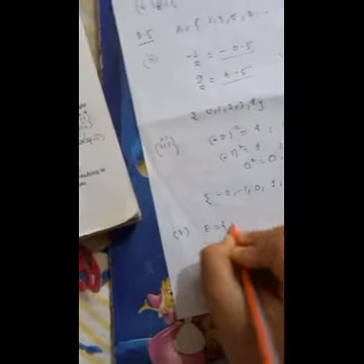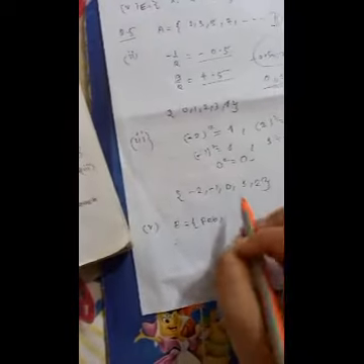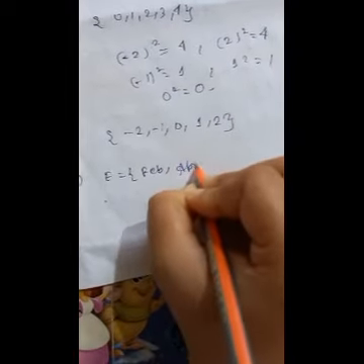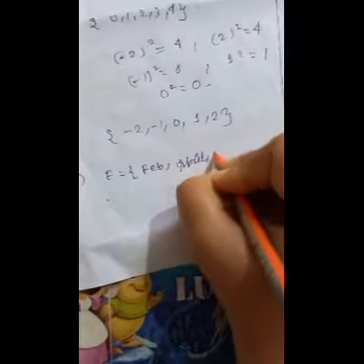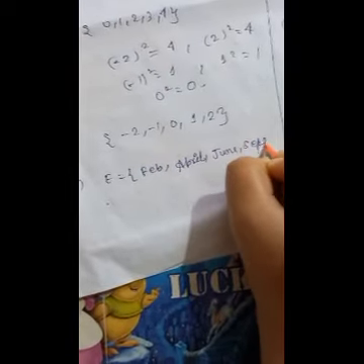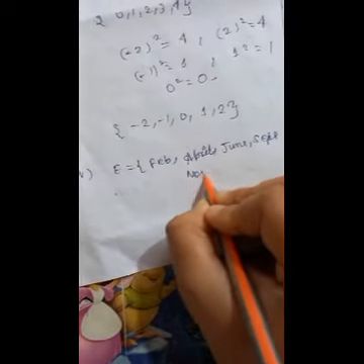Now the fifth question. Fifth says E equals x, x is a month of a year not having 31 days. So E is equal to February, April, June, September, and November.